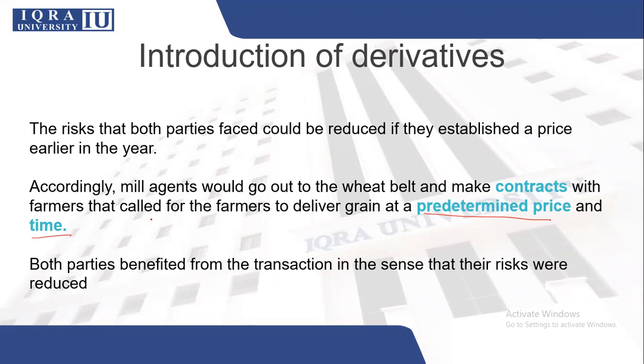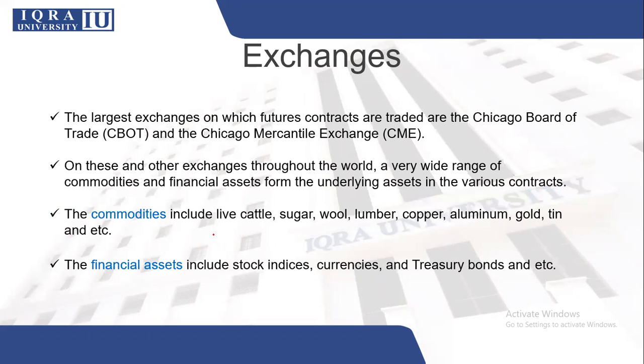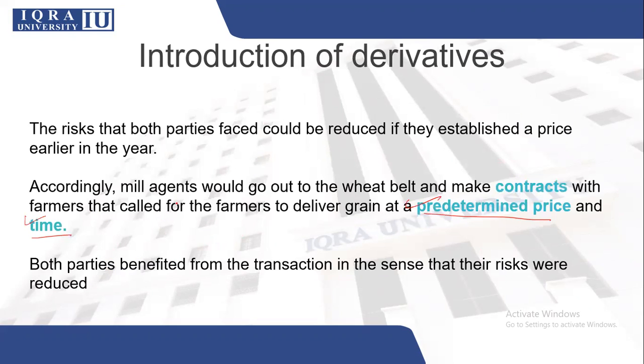The purchase will take place later on, but the contract is already made in the present, and the price and time are predetermined. Both parties benefited from the transaction in the sense that their risks were reduced. Both parties now knew exactly what quantity at what price would be purchased. Now, this was the emergence of the forward market. Basically, this is called a forward.